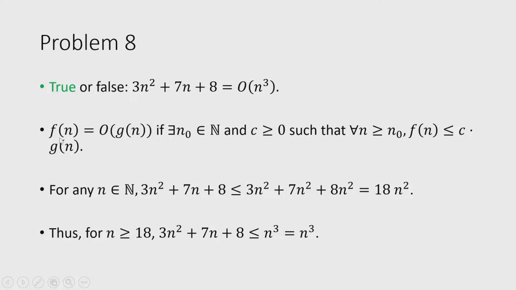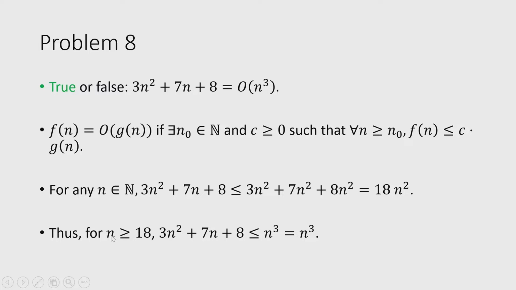Recall that a function f of n is equal to O of another function g of n if there exists an n0 in the set of natural numbers and a constant c greater than or equal to 0, such that for all n greater than or equal to n0, f of n is less than or equal to c times g of n. Now for this given function, notice that for any natural number n greater than or equal to 1, 3n squared plus 7n plus 8 is less than or equal to 3n squared plus 7n squared plus 8n squared, which is 18n squared.